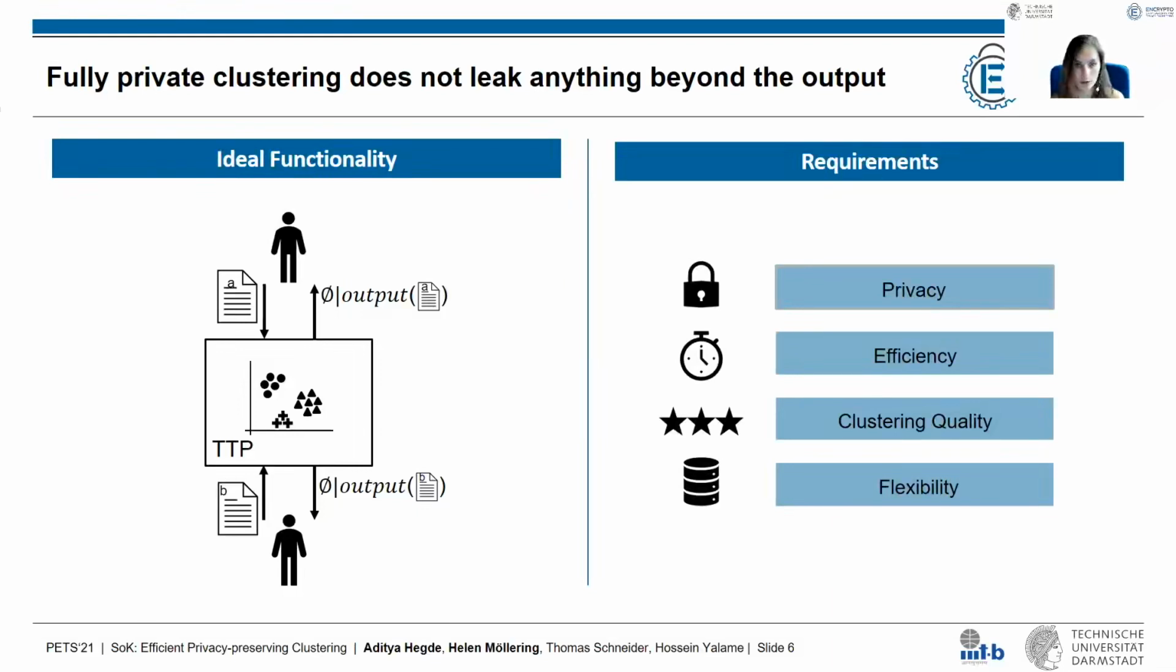The first aspect is, of course, privacy. So we want to have this fully privacy-preserving property, as if some intermediate information is leaked, it is difficult to understand what this implies, especially if we have a very special constellation of data. Then we, of course, want to have efficiency with respect to communication and computation as well as memory.